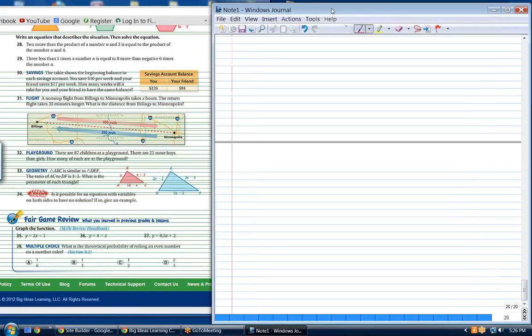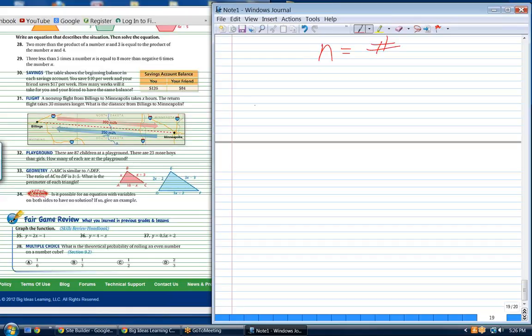I don't think you can ever get too much practice with word problems. Okay. Now notice in this word problem, 28, we don't have to define a variable because they already have. They define it in the word problem itself. They didn't have to. They could have probably just said 2 more than the product of a number and 3 is equal to the product of the number and 4. What is the number? Then we would have had to say, okay, let's let n equal the number. But they've already added that in, so we know that n is the number.